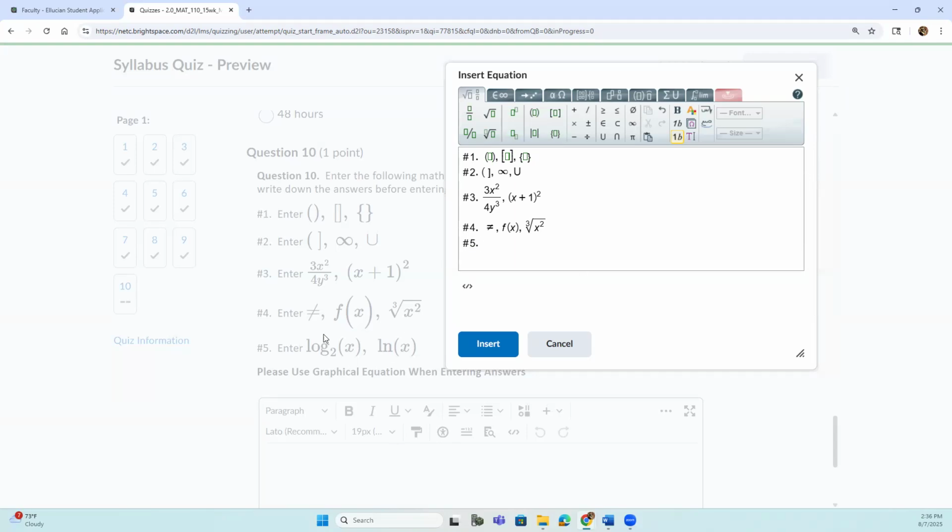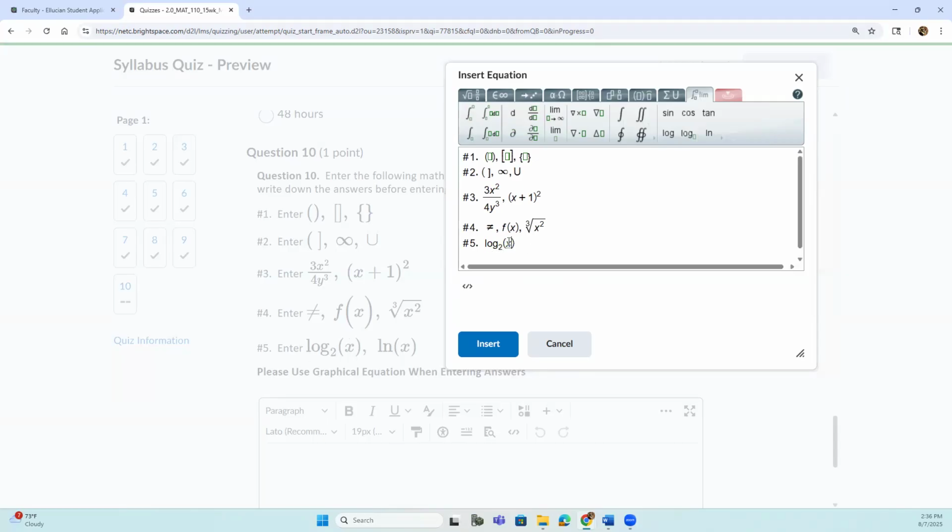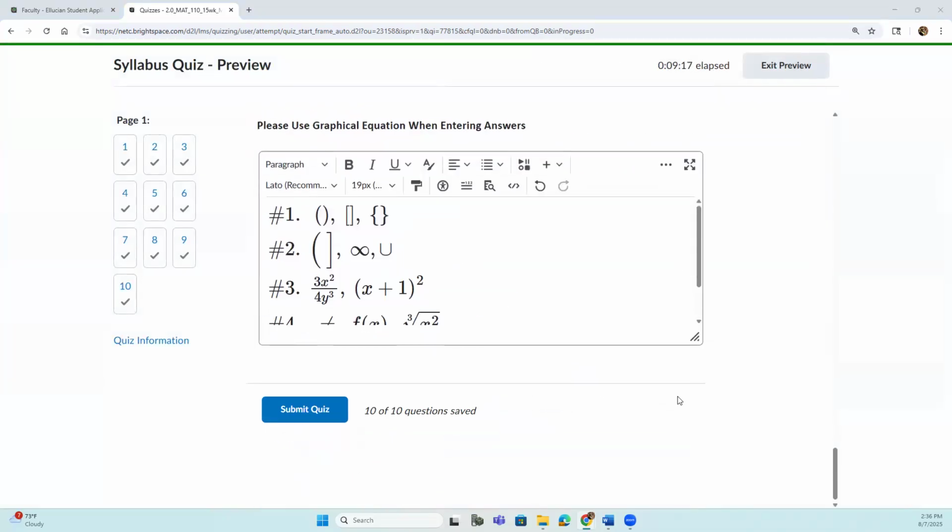Number 5. These last 2 are toward the end of the semester, so if you forget, please let me know. Toward the end here, the very last one, is log with a subscript. This is called log with a base 2 of x. I put a letter x in here, comma, space. This is the letters L N, natural log. Ln is right here, natural log of x. Voila.